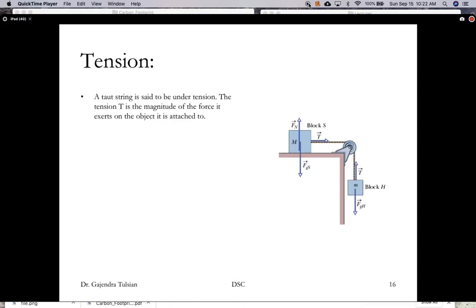And it turns out that if these pulleys are massless, the tension will be the same on either end of the string. And so if this string is pulling this object with a force of 10 pounds, then the tension in the string is 10 pounds. That's what the tension means.